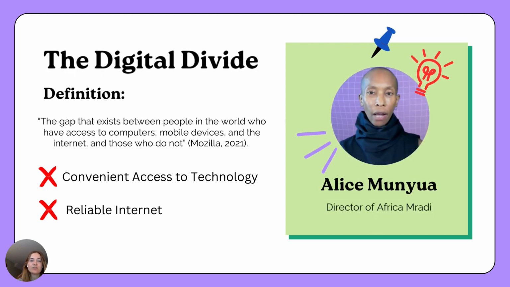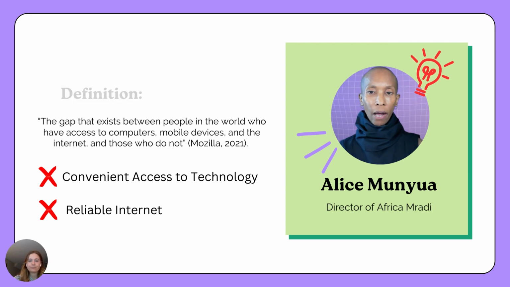So, to start off, I wanted to define it. The digital divide is defined as the gap that exists between people in the world who have access to computers, mobile devices, and the internet, and those who do not. This is a definition that was given by Alice Munua, who talked about this in a video of Mozilla Explains. So, in the end, it kind of just summarizes as, and I put like two X's by it, it means people don't have convenient access to technology and they don't have reliable internet.